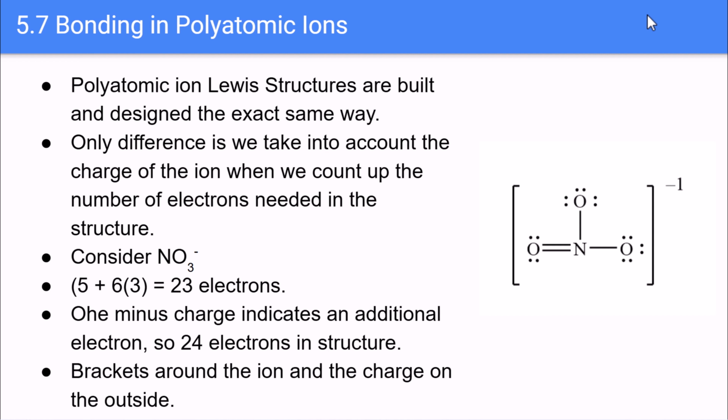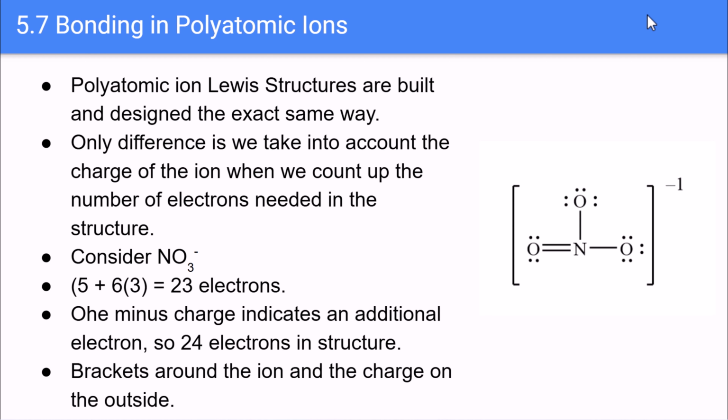So as we continue the process of building Lewis dot diagrams, something we also need to consider are what are known as polyatomic ions. And polyatomic ions are built and designed the exact same way. We follow the exact same steps that we've done previously. Figure out how many valence electrons you have, number of atoms, count them up, get the total number of valence electrons in the structure. Figure out your central atom, attach everything to your central atom with single bonds, add lone pair to satisfy your octet rules, and then reduce if necessary. The only difference, though, is that we need to take into account the charge of the ion when we count the total number of electrons in the structure.